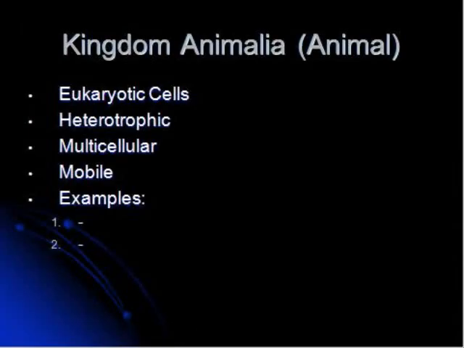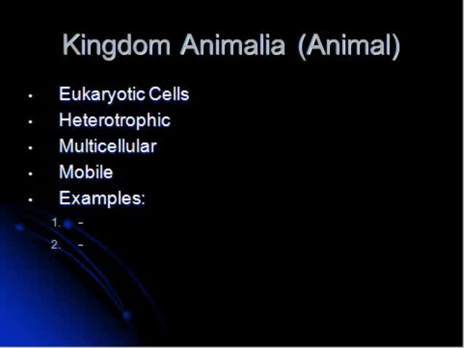Characteristics for the animal kingdom, or kingdom Animalia, start out with the cell type. Again, kingdom Animalia is part of the Eukaryota domain because their cells are eukaryotic. Again, this means that they're very complex. They have membrane-bound organelles, and they're very large. They're also what we call heterotrophic, which means that they get their food or nourishment from different places. Basically, they have to eat things.